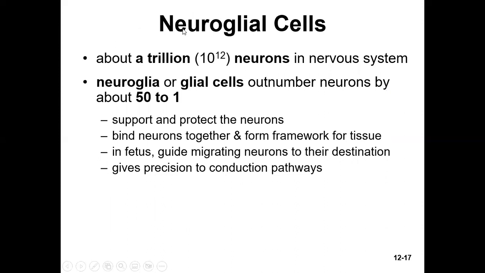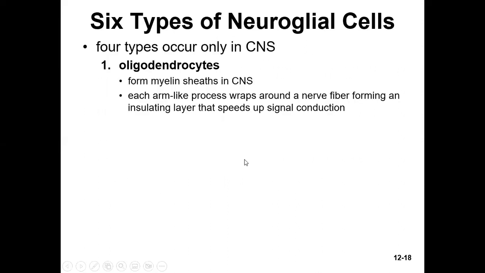When we talk neuroglial cells, and we mentioned this very briefly, or I did when we went through tissue identification, there are about 1 trillion neurons in the nervous system. Neuroglia or glial cells will outnumber neurons by about 50 to 1. That is because their role is to support and protect the neuron. They can bind neurons together, form a framework for nervous tissue. In the fetus, neuroglial cells are known to guide migrating neurons to their destination. So they're like little escorts and shuttles. And they can give precision to a conduction pathway.